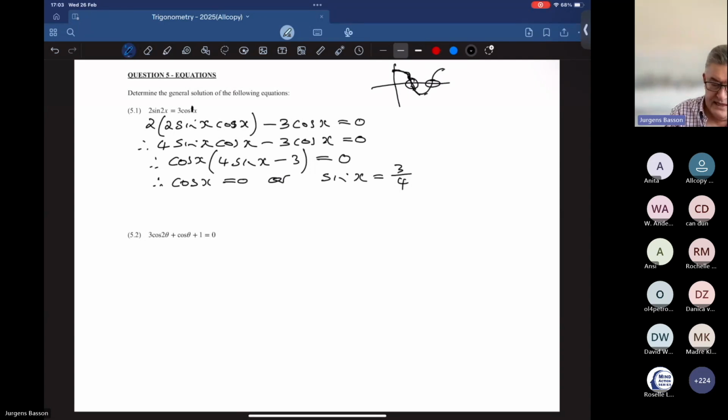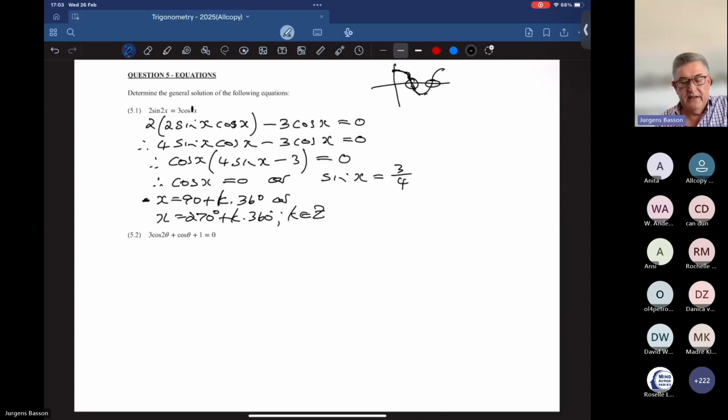So for this one, we will say in the first one that x is equal to 90 plus k times 360, or x is equal to 270 plus k times 360, where k is an element of z. And that is the first half of the solutions. The second half is now sine x equal to 3/4.